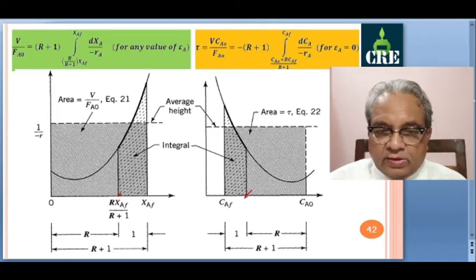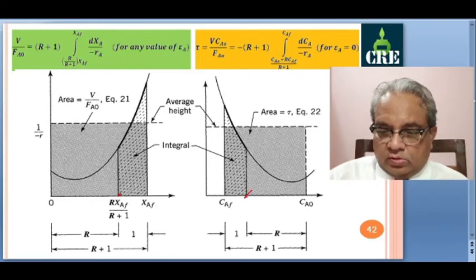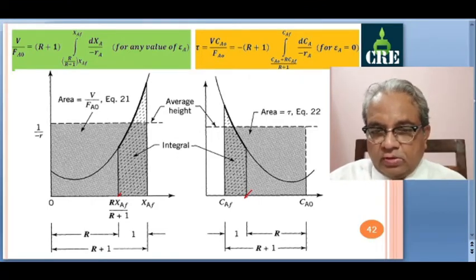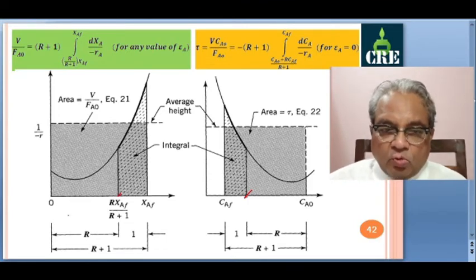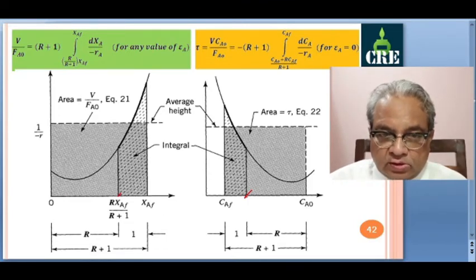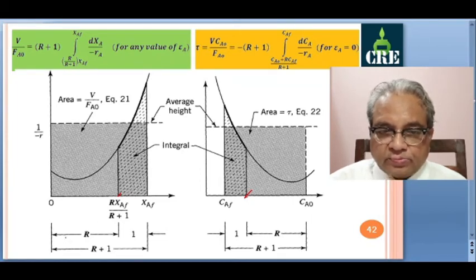Okay, and this split here, from 0 to this and Rxaf to this, R and 1 total is R plus 1. And what this complete area represents, the performance is a combination of plug flow and mixed flow.